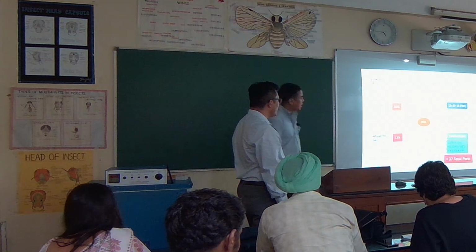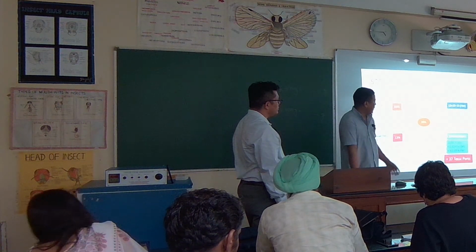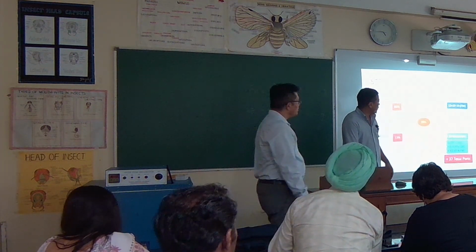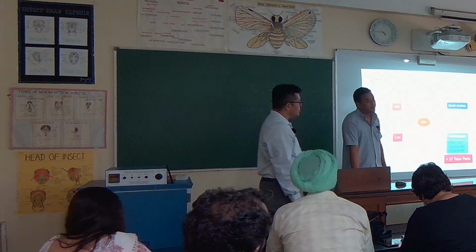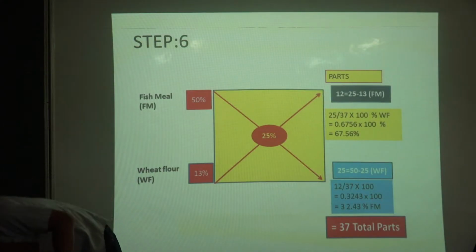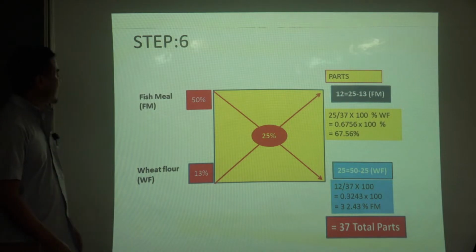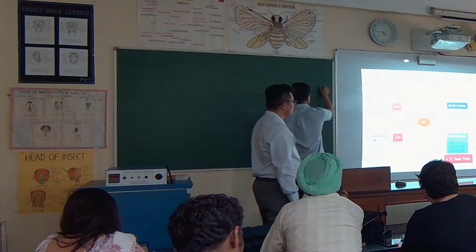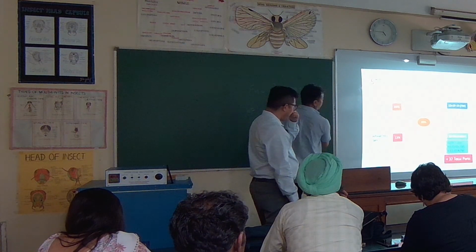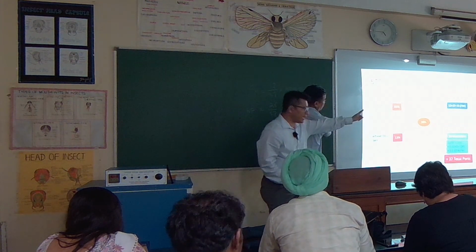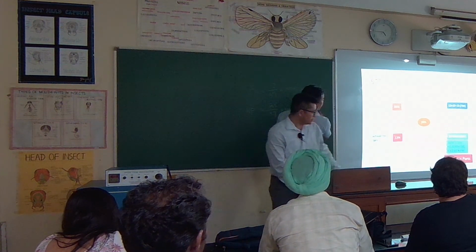So he has taken here in percentage. So 32% is equal to 324 gram. And the fish meal would be equal to 675 gram. When you do the totaling, it will come up to 1000 gram. 675.6. This would be 3, 2, 4, and then 4.